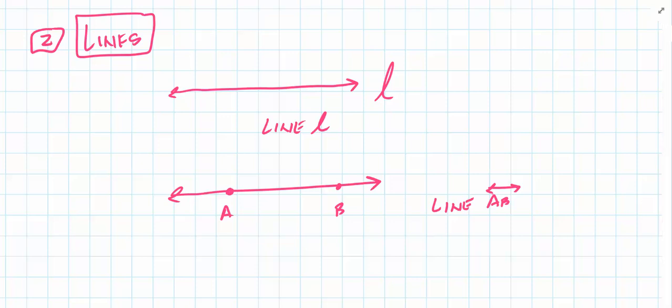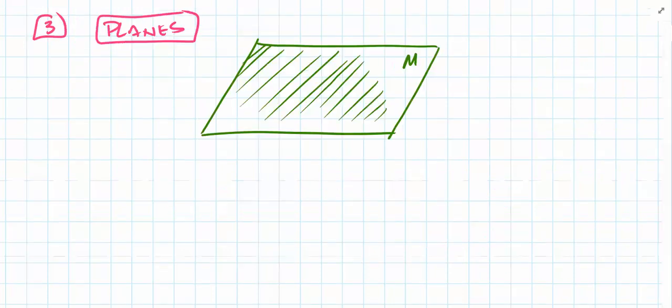Could I also say that this is line BA? Is this also correct? Yes or no? What do you guys think? Yes. It is totally correct. Doesn't matter which direction we do it, right? So we can label a line either AB or BA, or the line that it's called, line L in this case.